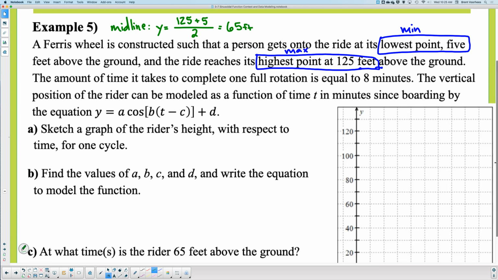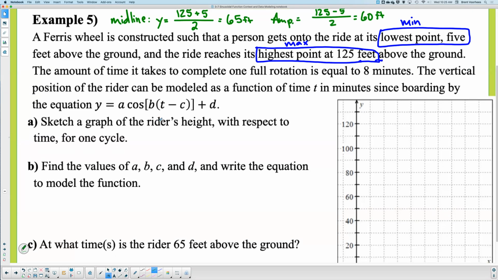Okay. And you could also tell me the amplitude from this. Same information. What's different with our formula? 125 minus 5 divided by 2, which is 60. We'll go up 60 feet and down 60 feet from its midline. Okay, let's pick up the reading. The amount of time it takes to complete 1 full rotation is equal to 8 minutes. What is that telling us? That's our period. What's the formula for period?